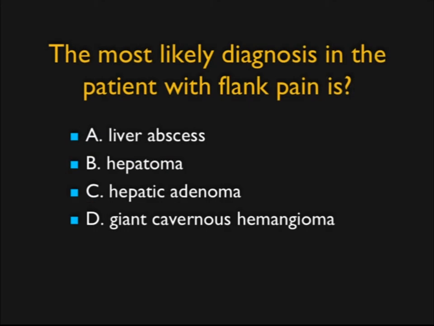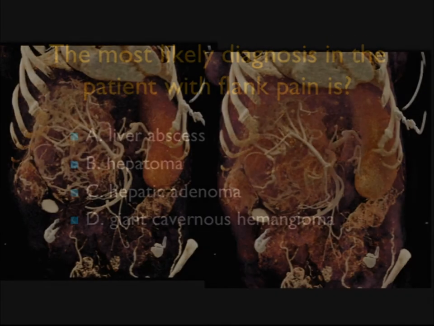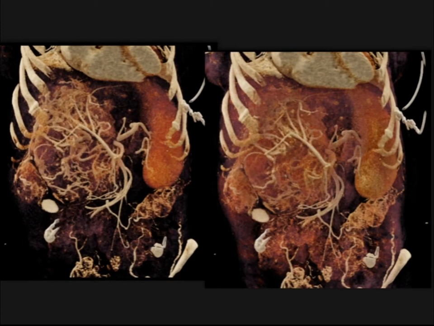This patient has flank pain. What's the best diagnosis? Well, again, I've given you a cinematic rendering, which is I'm trying to show you how well it works in select cases. There's a large infiltrating tumor in the liver with extensive neovascularity. That's not the appearance of an abscess, and the neovascularity is not the appearance of hepatic adenoma in most cases, and it's not a giant cavernous hemangioma. Giant cavernous hemangioma have puddling.